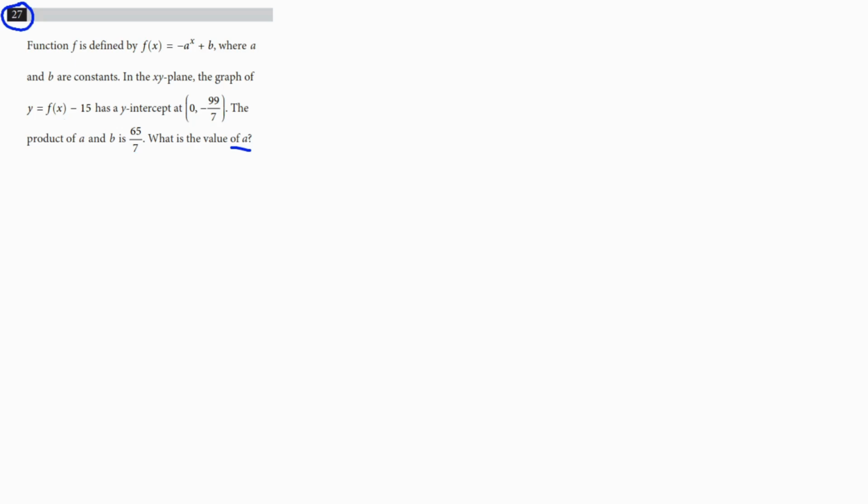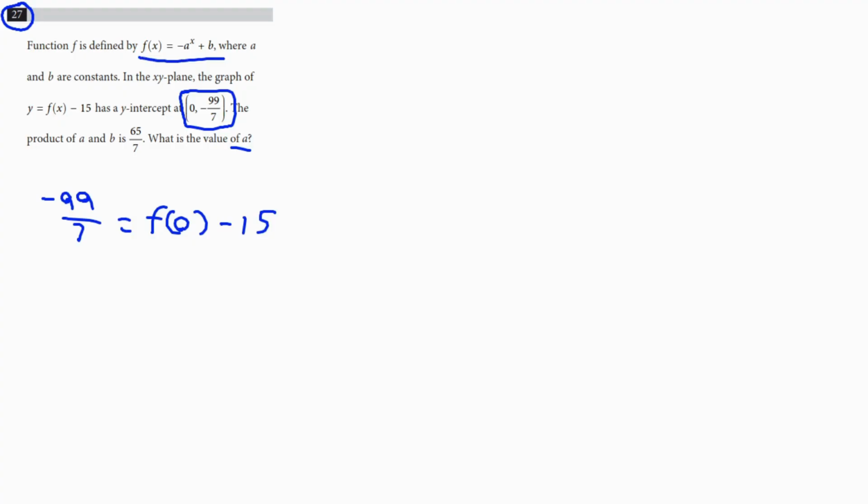So we're given this y-intercept right here. So I'm going to plug that in to this. So we know that y is negative 99 over 7. So let's plug that in. We know that x is 0. So let's plug that in. f of 0 minus 15. So then now you should be able to see, okay, I can solve for f of 0. And then if I know that, I can plug it in up top, and then we'll probably be able to get the answer from there.